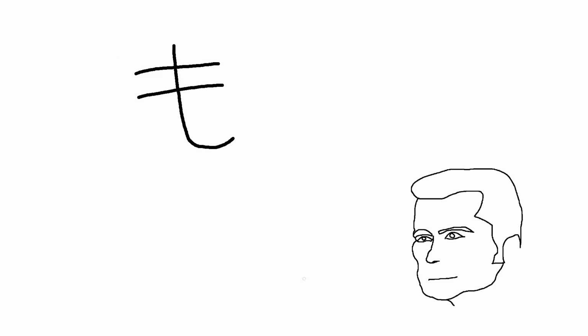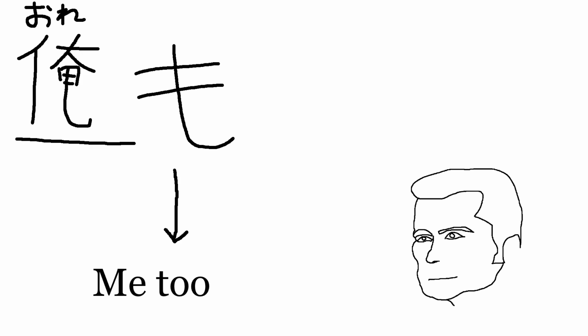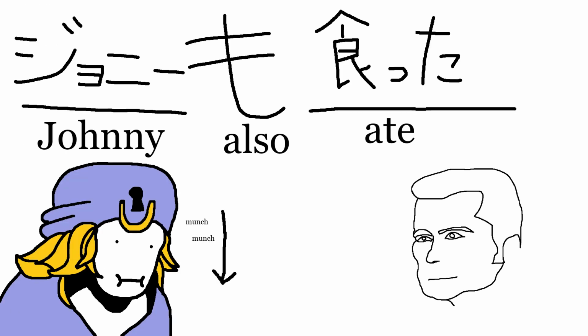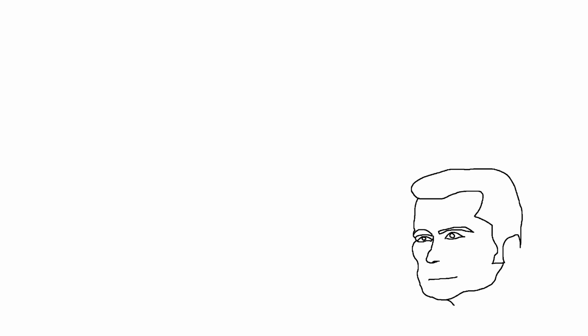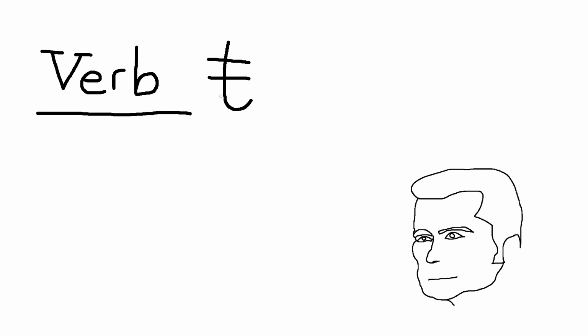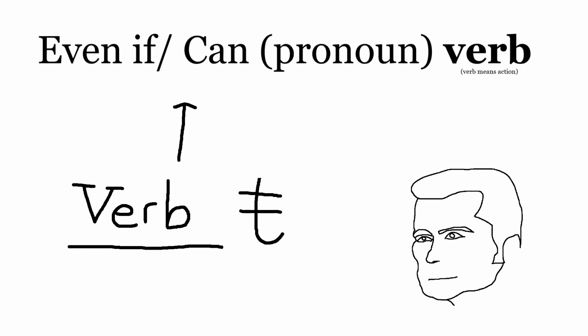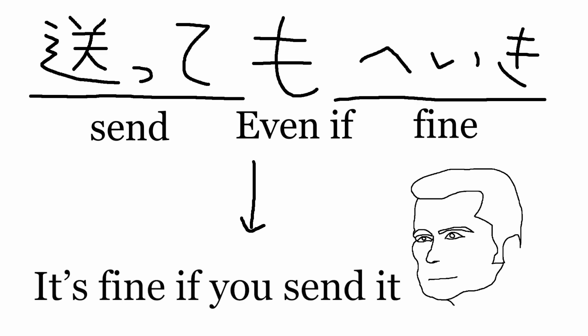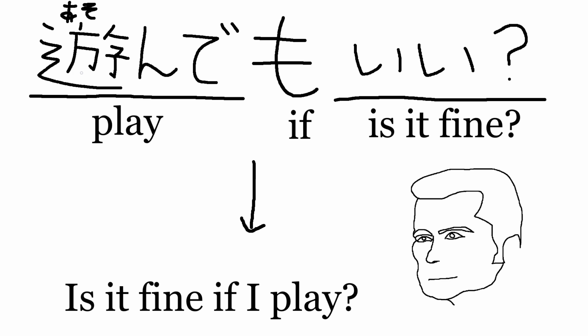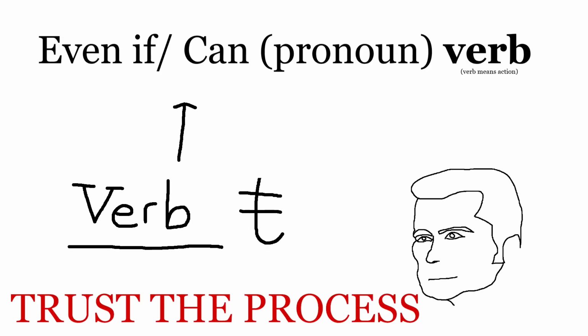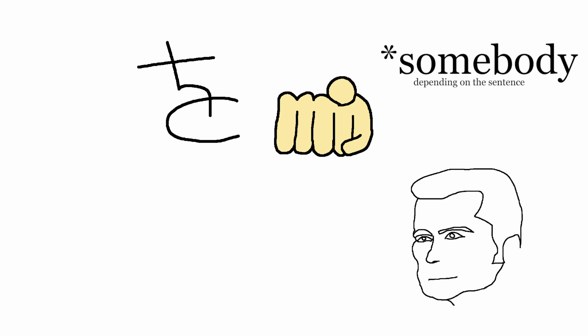Mo is a little complicated. It just means also or too, like in ore mo, Johnny mo kutta, and etc. And when you attach mo to a verb, it means even if, slash can, pronoun, verb. So like 送っても平気、遊んでもいい、潰しても飲む. Trust me, I still don't know what an adjective is, but I still think this is the best way of explaining it. And finally, o is a particle you use for when you do an action.